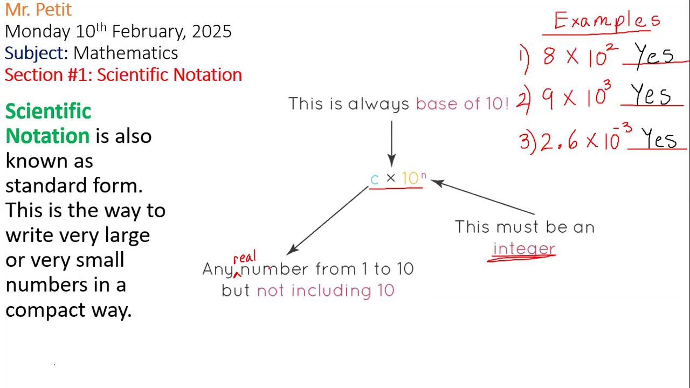Okay, let's go ahead and do another one. Let's say we have 3.9 multiplied by 10 to the power of 0. Is this in scientific notation?